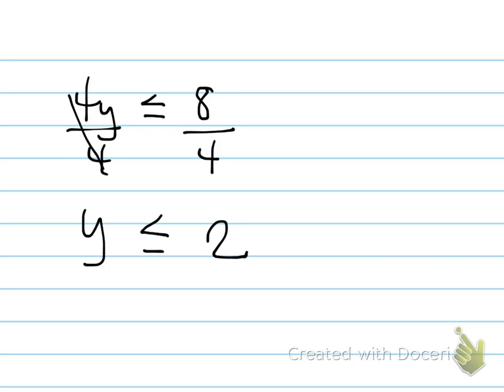Okay? Why didn't it change? Why didn't it reverse this time? Because it was positive, right? You weren't dividing by a negative, you were dividing by a positive.